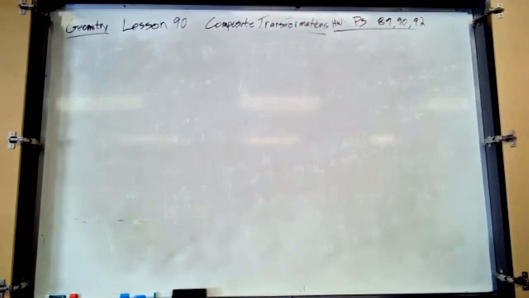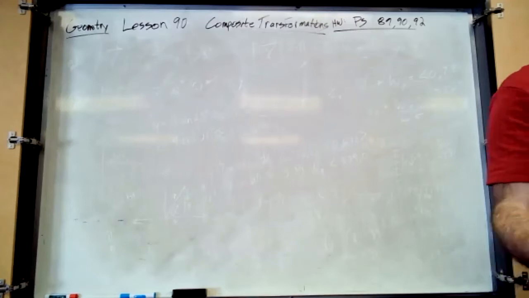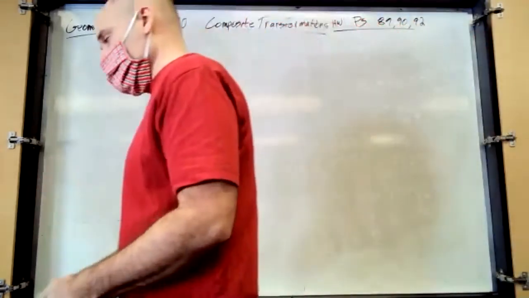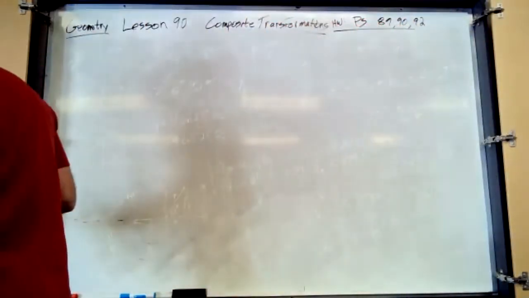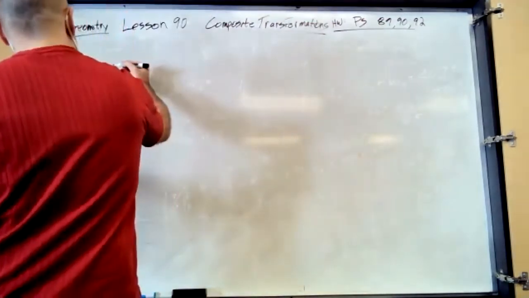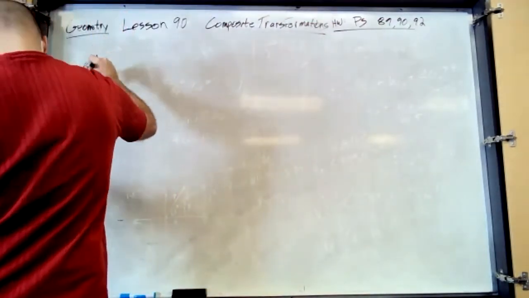Okay, so composite transformations. Remember, two or more transformations that you put together. So you could slide something, you could flip something, you could rotate something, or you could do all of them together. That's a composite transformation. More than one transformation. Okay, so let's try an example. Here's example 1.